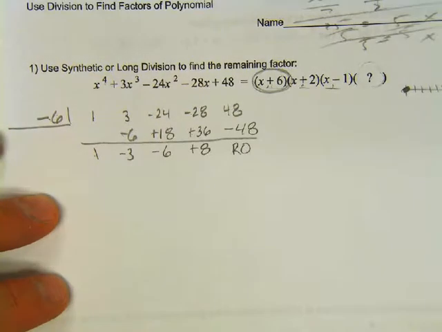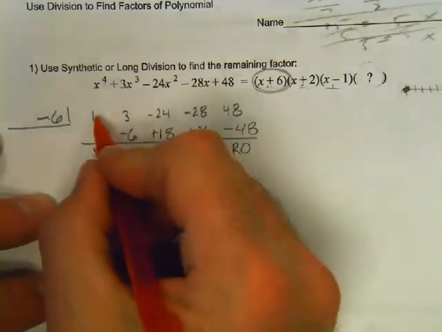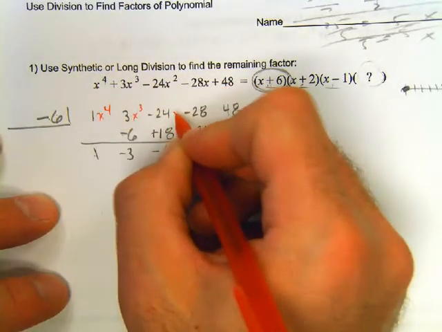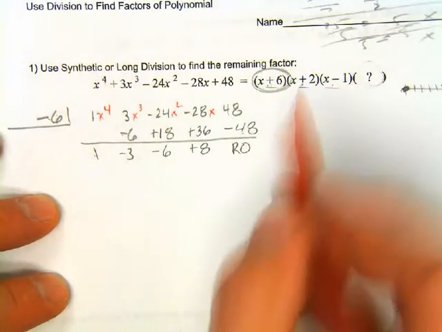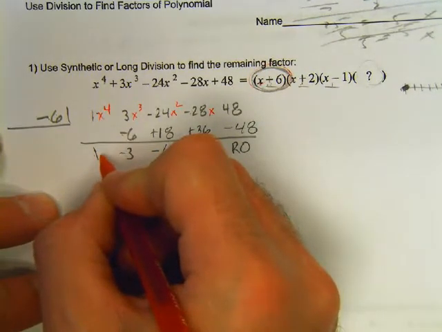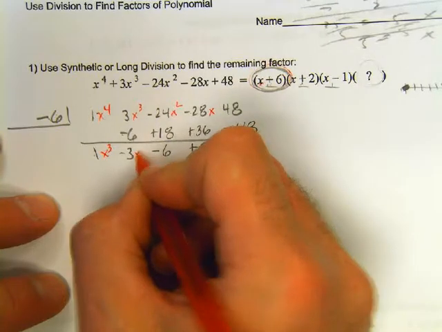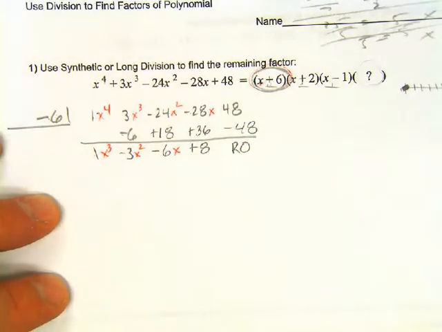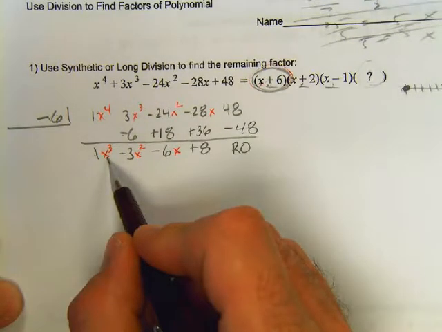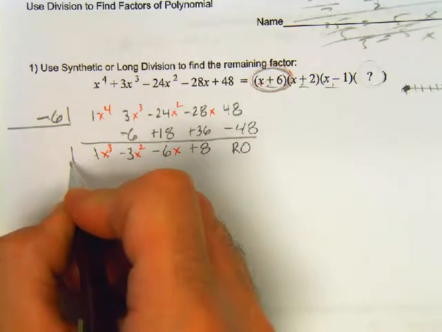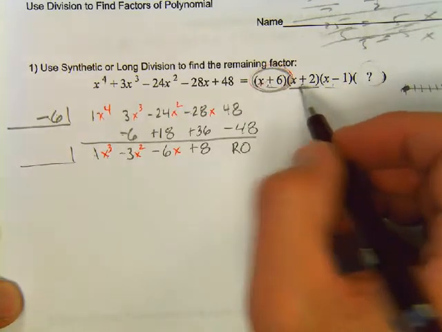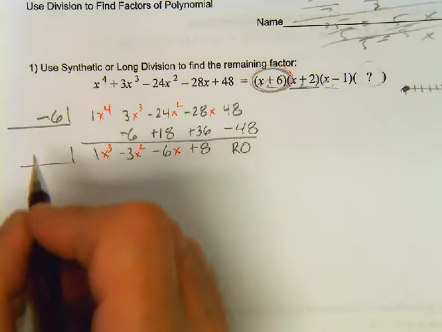Now, recall that this 1, 3, negative 24, negative 28, 48 was x to the 4th, x to the 3rd, x squared, and x. And we divided by this linear binomial, so what does this 1 represent? X cubed minus 3x squared minus 6x plus 8. Okay. So now we have a cubic polynomial with 4 terms, and we are going to divide that by our next linear binomial. And so if this is x plus 2, what are we going to divide by?